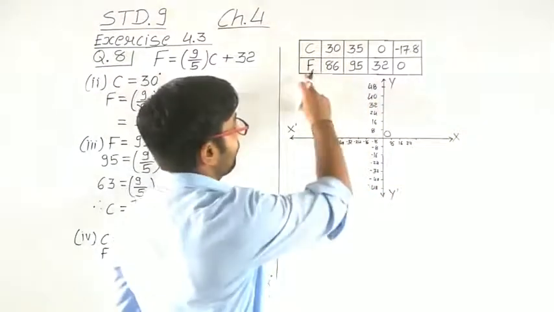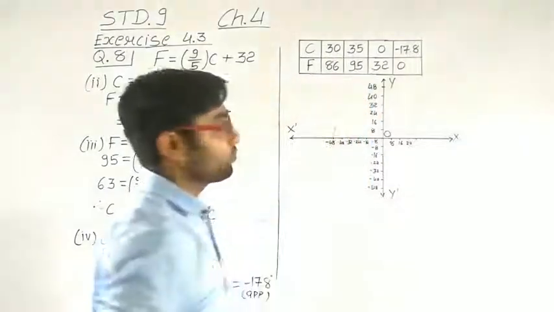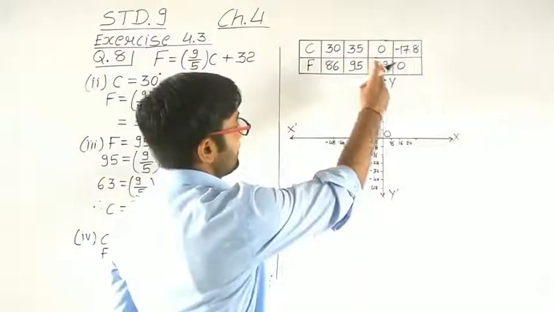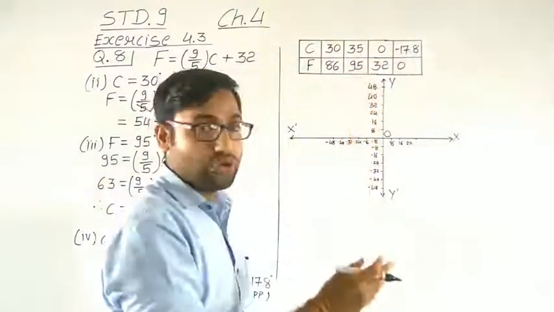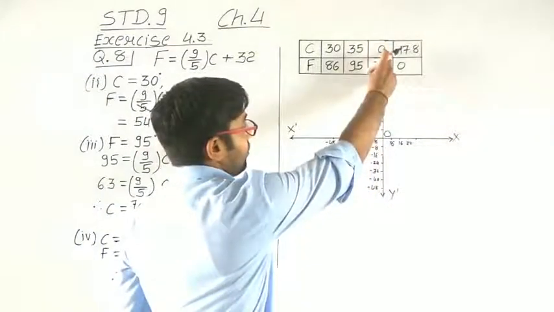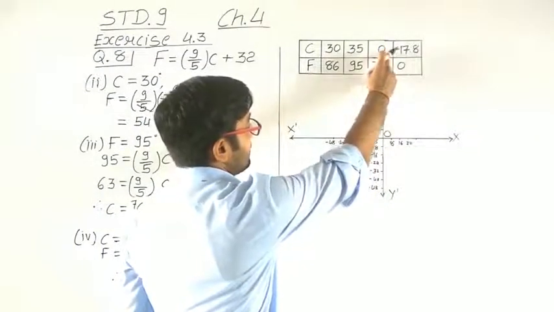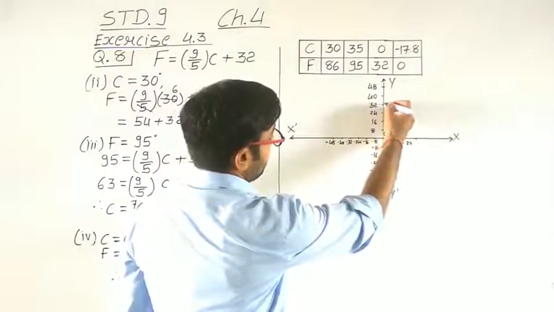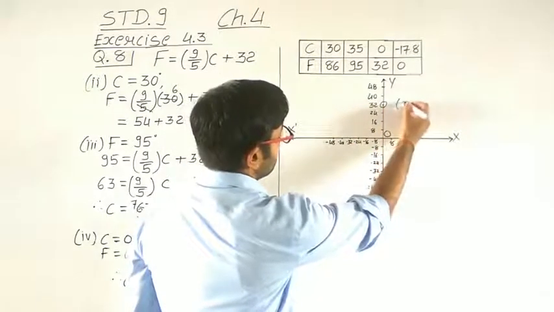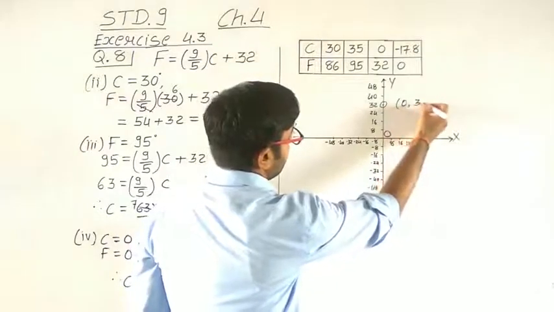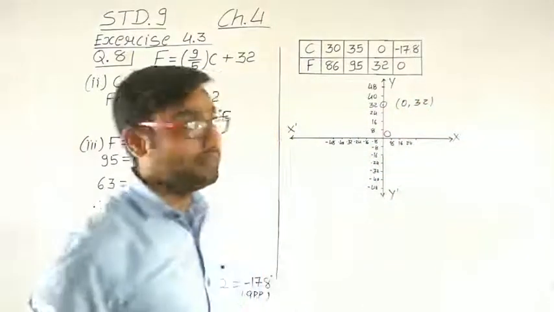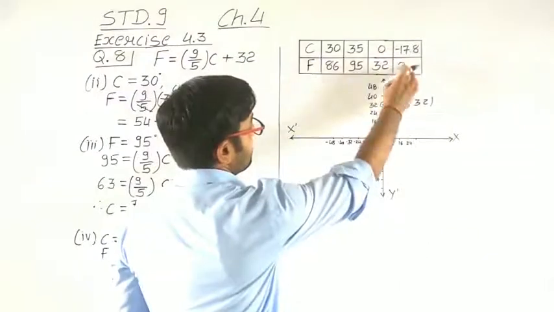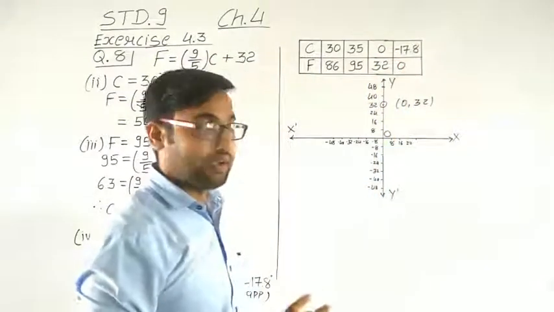So the first point we have to locate is C 0, F 32. C is 0 means if you consider C as an x coordinate, the coordinate of x is 0, the coordinate of y is 32. So the point we get here is (0, 32). Right? Second point we can locate, because these 2 points are easy to locate.